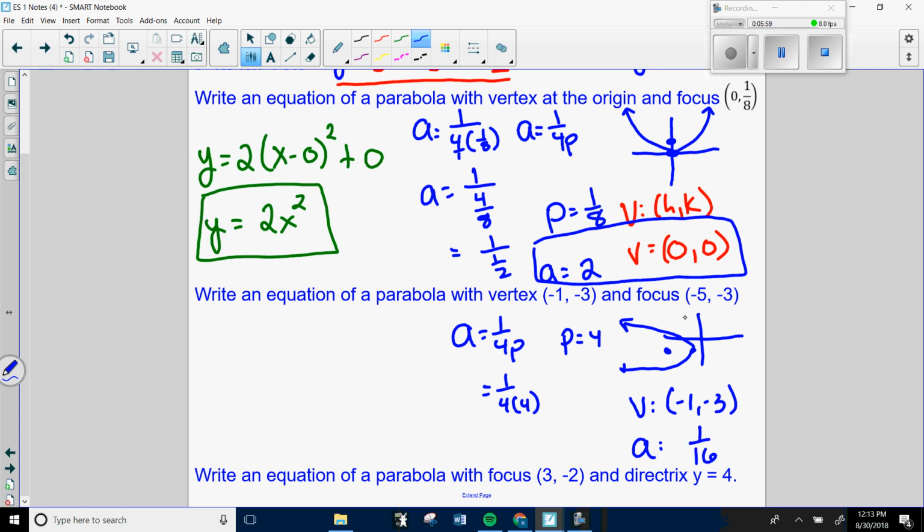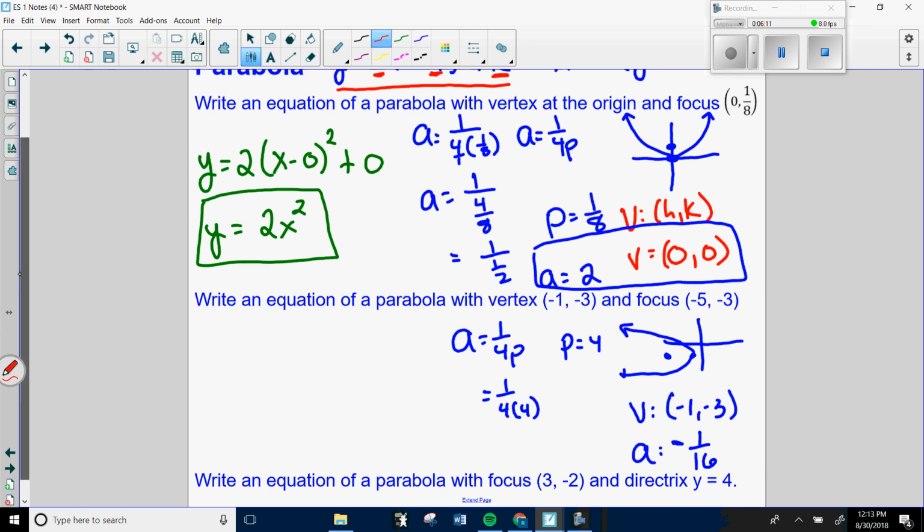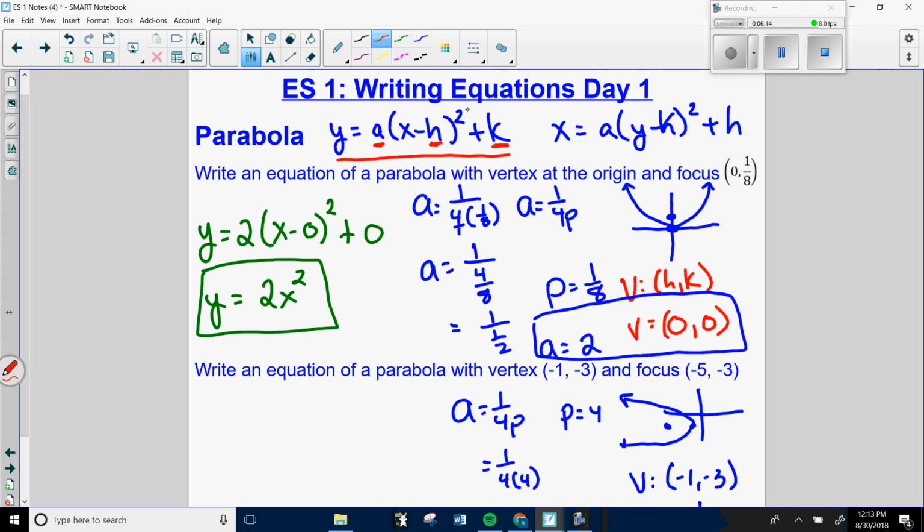Now notice this graph is going to the left. Well, if this graph is going to the left, that means my a value needs to be negative. So then I can write my equation. Now here's the trick. Which equation is it? Is it y equals or is it x equals? The way you know is, which way does the graph go? The graph is going in the x direction, which means that it's going to be x equals.